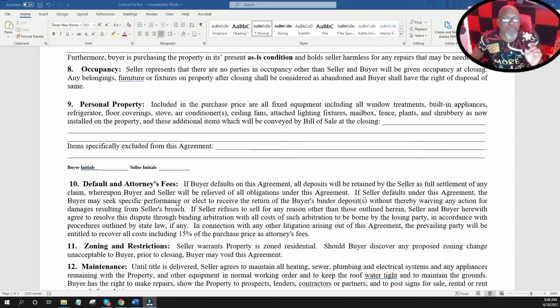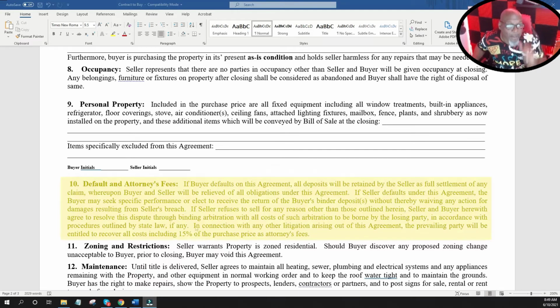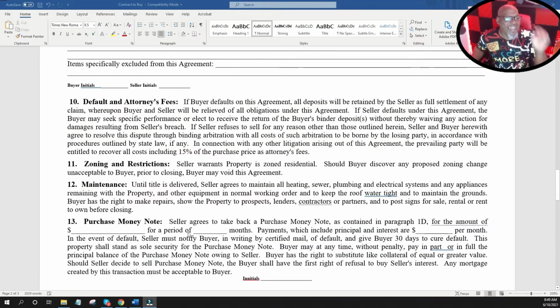Number 9, personal property. Included in the purchase price are all fixed equipment, including window treatments, built-in appliances, refrigerator, floor coverings, stove, air conditioners. So this basically says that you get all of this as part of the property, or you can negotiate it so that the person can keep the stove or they can keep the refrigerator, yada, yada, yada. Remember, I told you, this is a buyer-friendly contract. Number 10, default and attorney fees.